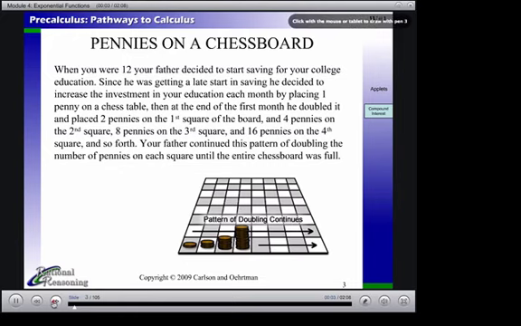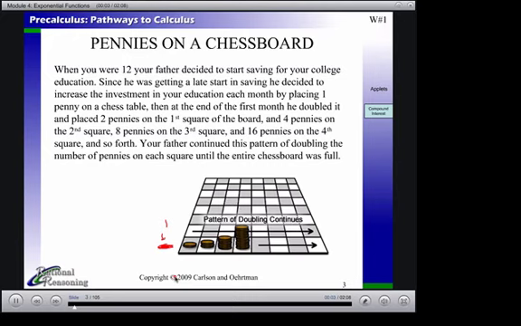I guess pennies are closest to red, so I'll do red. So, first penny is off the table. Okay, first penny is off the table. And then, after 1 month, he doubled it, put 2 pennies in square 1. Then at the end of the next month, he doubled what was in the last square and put 4 in square 2. And he continued that pattern of doubling until the chessboard was full.